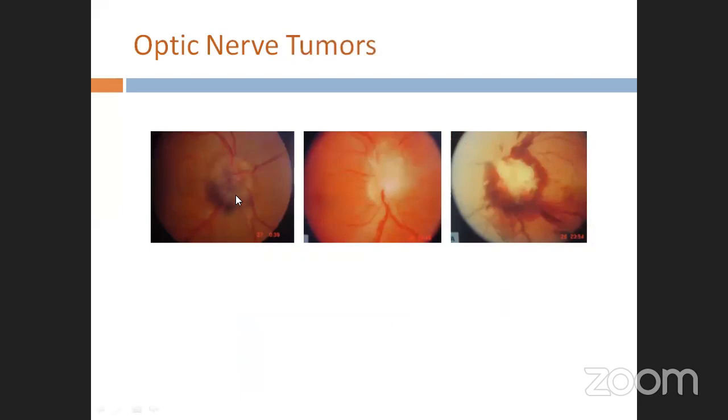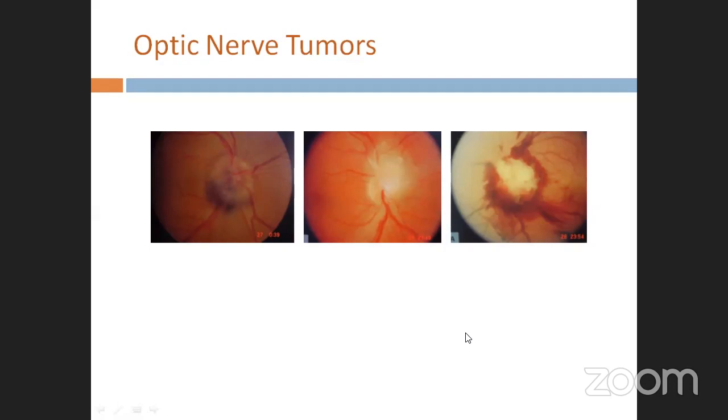In optic nerve tumors, you may find a patient with an elevated pigmented disc. So this is melanocytoma or elevated disc. Really, it's not an elevated disc, but there is some tissue invading the disc. So this is astrocytoma. And this is some tissue invading the disc with hemorrhage. So this is leukemia, leukemic infiltration of the disc. So these are conditions of optic disc tumors, congenital or acquired tumors.